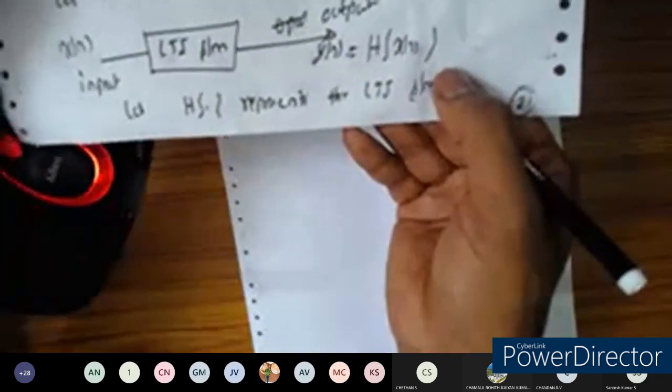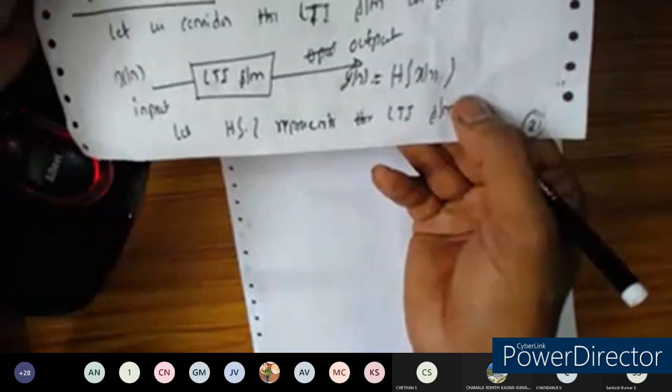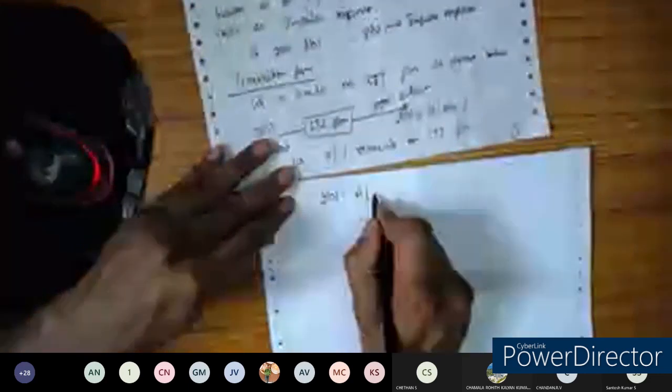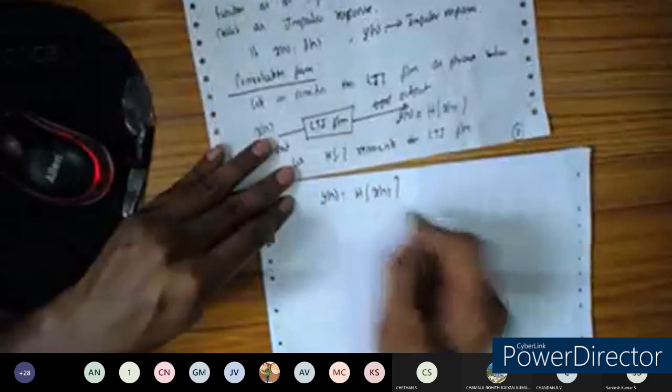So this y of n is equal to H of x of n; that is the output we are going to get here. Y of n is equal to H of x of n.